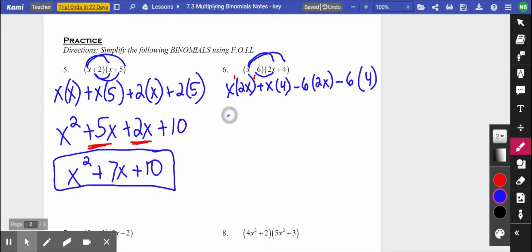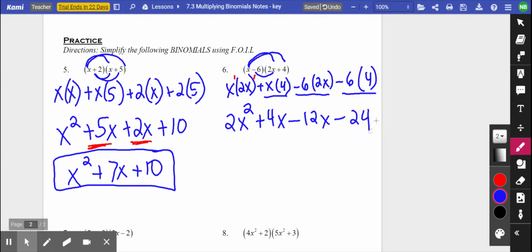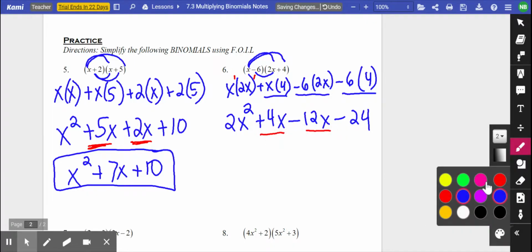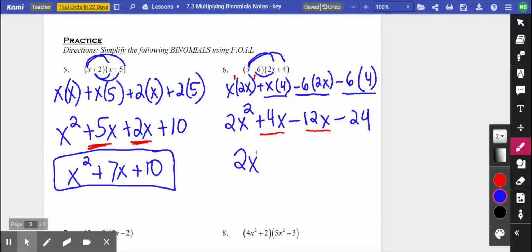So this will give me 2x to the second power. Right, x times 4 gives me a positive 4x. A negative 6 times 2x is going to be a negative 12x. And then a negative 6 times 4 is a negative 24. And I got some like terms here that I can combine. And we get 2x squared minus 8x minus 24.